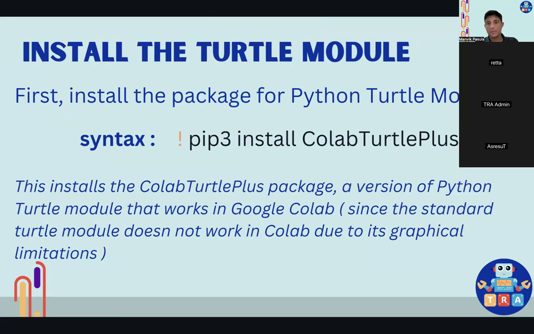So first we need to install the module. I did say it's inbuilt, but it doesn't work with Google Colab. So we have to get this thing called Colab Turtle Plus by installing it. So this is what it's going to look like. pip3 install Colab Turtle Plus. And make sure you type this exactly or it will not work. What this does is it installs the special one that works for Colab.